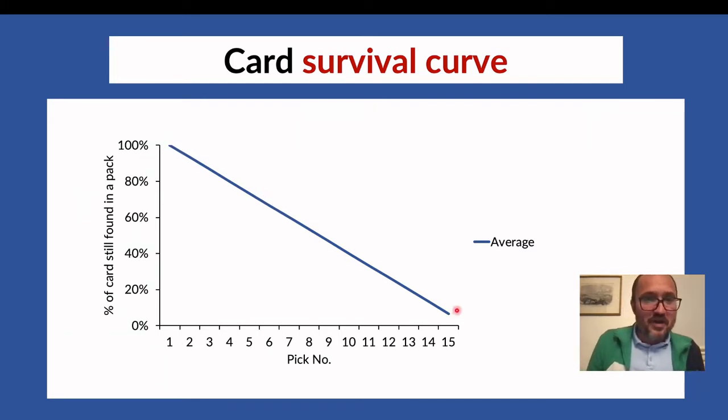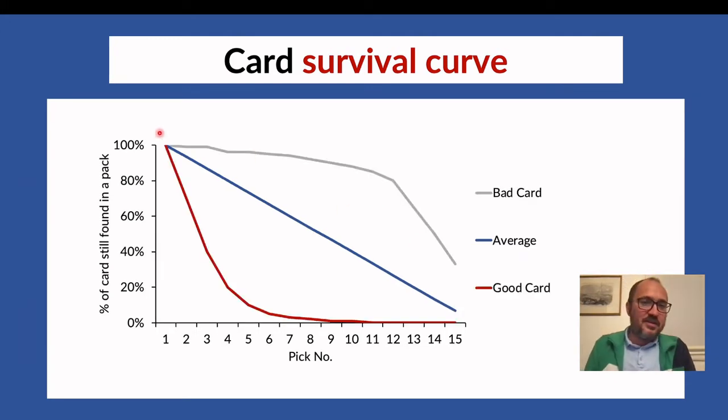But of course, draft is not random. Some cards are more valuable than others, and some cards are absolute rubbish, and they will not be picked very early. So when we look at, and this is again a simulation, a bad card will look like this: as the picks go on, the card stays in the pack and doesn't disappear because no one wants to pick it early, and then it starts disappearing quite quickly as the last picks go, because then you just pick almost randomly because you don't care about those cards that much.